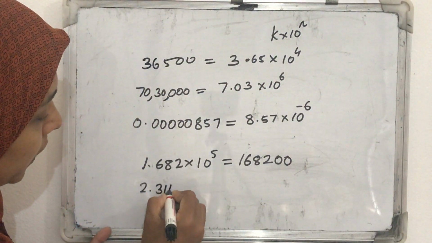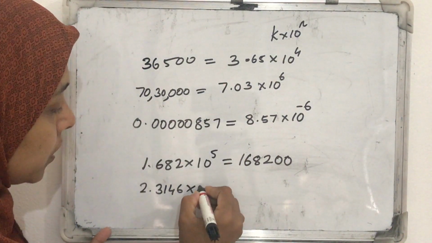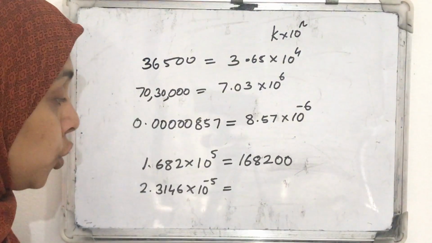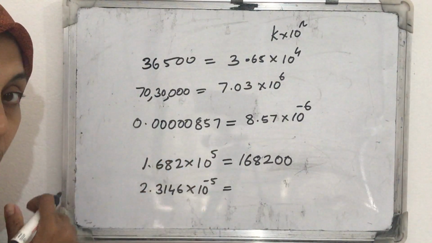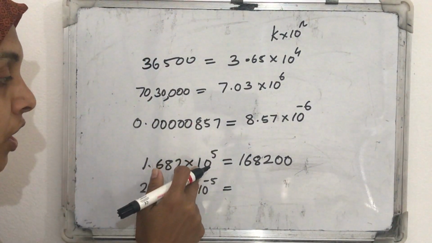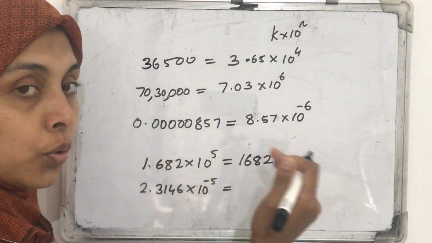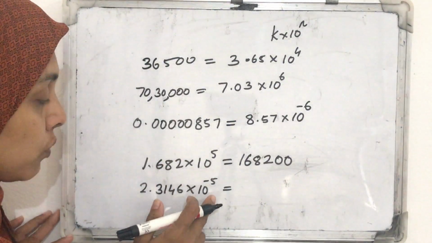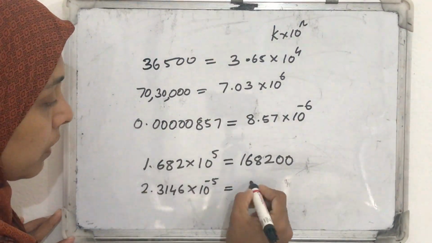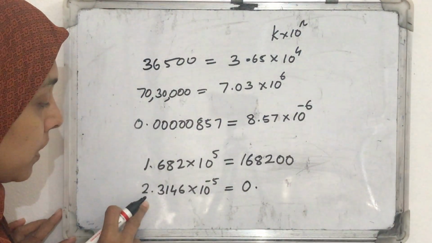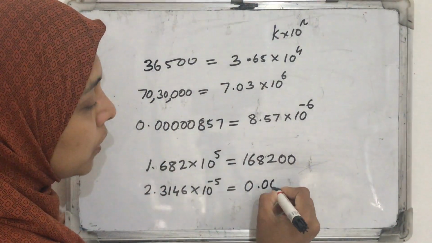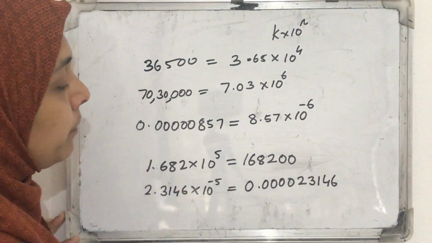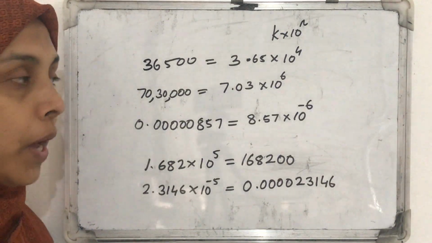One more number, 2.3146 into 10 raised to minus 5. Okay, so here the power is minus, so we want to move the decimal point backward. If the power is positive, we move the decimal point to the right side, and if it is negative, we move it to the back side. How many places do we want to move? 5 places. Here already we have 1 place, so 4 zeros we can add. 1, 2, 3, 4, then 2, 3, 1, 4, 6. This way we can write the expanded form of numbers.